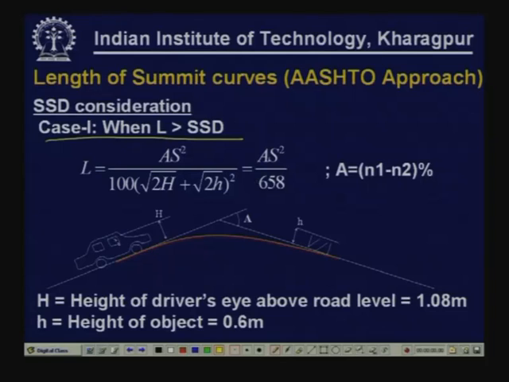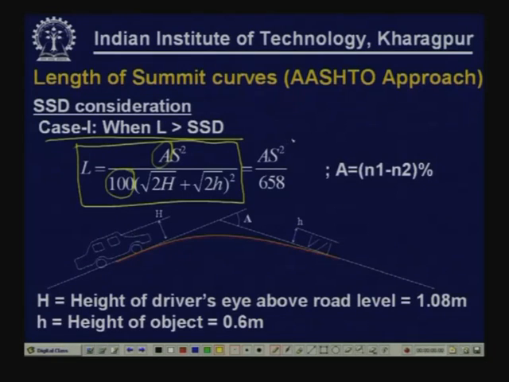In this case, this is the basic equation that may be used for calculation of the length of summit vertical curve. This is similar to what we have discussed when we talked about the IRC approach. Basic equation is the same, only thing here A is expressed in percentage, the deviation angle. So, it is A by 100, there it was n, where n is essentially A by 100.